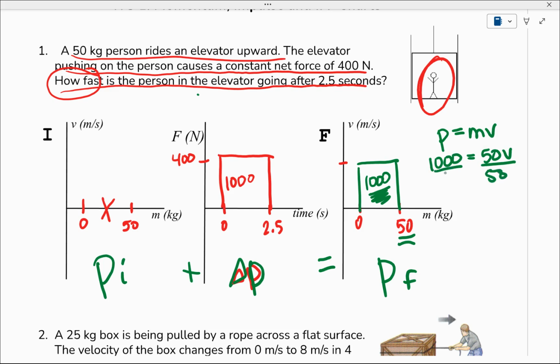Divide both sides by 50. So here we're using math to find out what this number needs to be so that when we multiply it with 50, it gives us 1,000. The answer there is 20 meters per second.